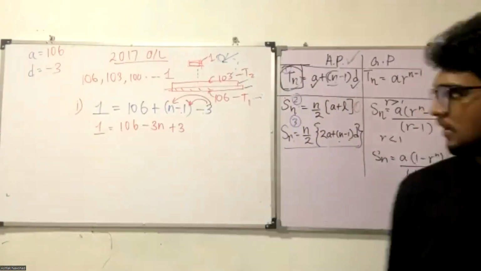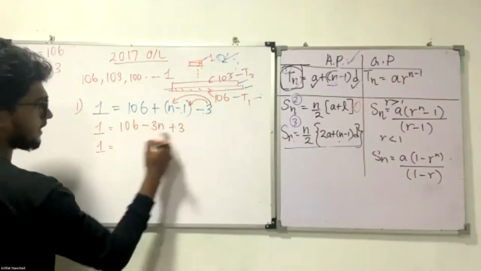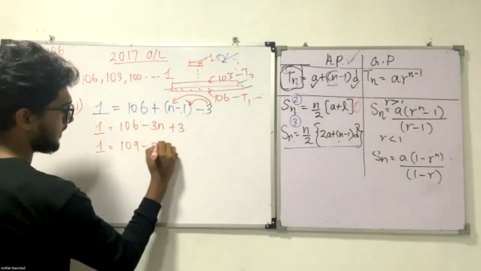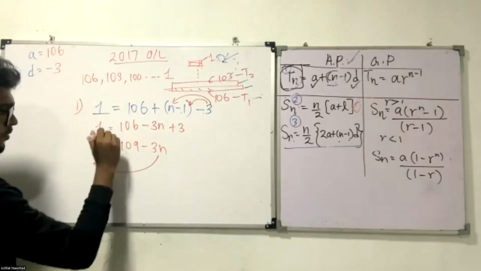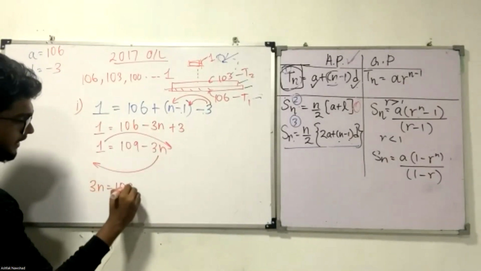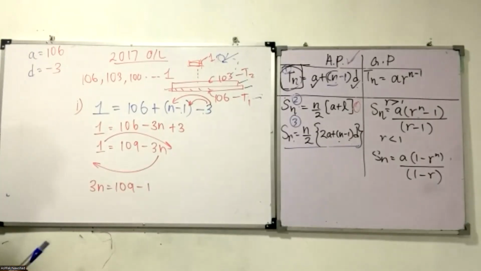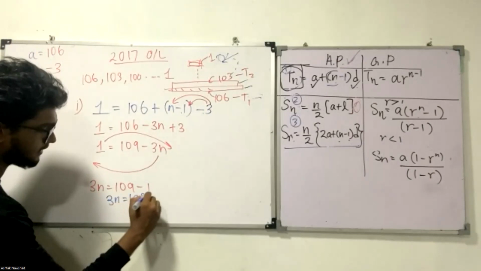See? Now simplify. 1 is here. It's 109 minus 3n. So I'm going to take 3n here to make this positive, and I'm going to take this 1 to this side. So 3n is 109 minus 1. We get 3n equals 108.